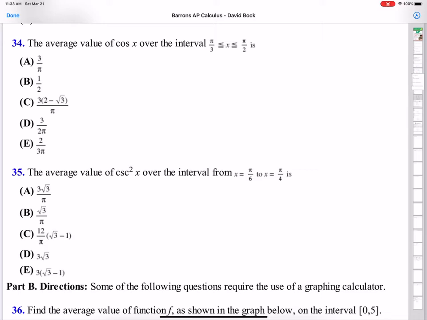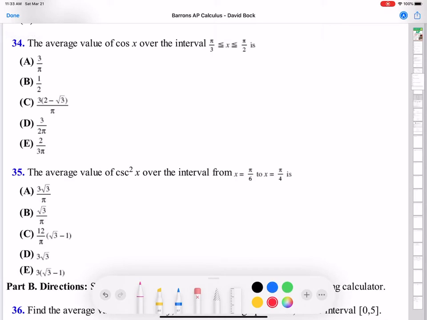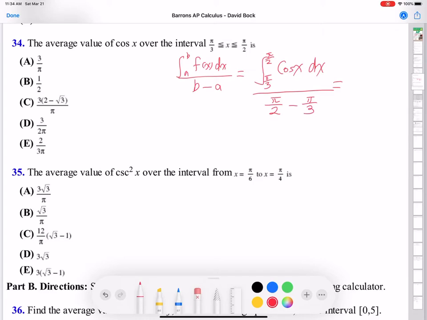Number 34, average value of cosine over the interval pi over 3 to pi over 2. What is the formula to find the average value of a function? The formula was integral a to b f(x) dx over b minus a. So in this case, integral pi over 3 to pi over 2 cosine x dx over b minus a, which is pi over 2 minus pi over 3.